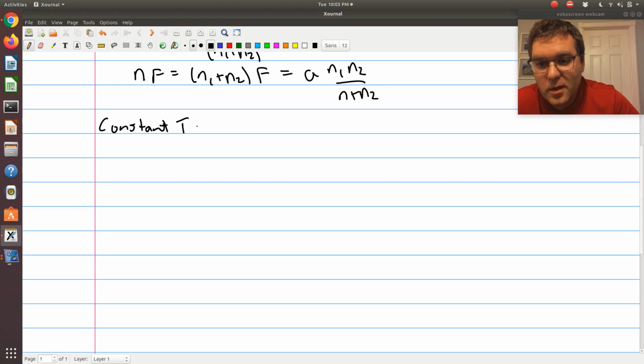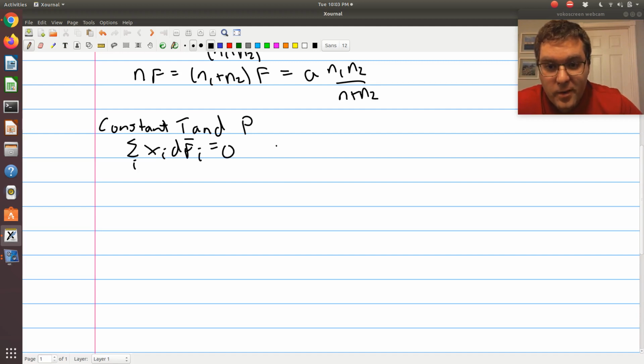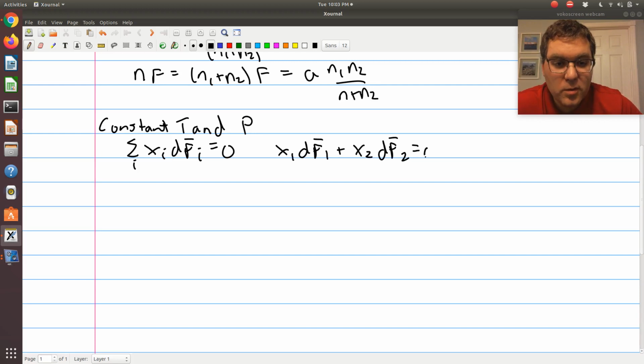So at constant temperature and pressure, our Gibbs-Duhem equation, or our zero-sum requirement, reduces to the sum over i of xi d f bar i equal to 0. For the case of a binary mixture, we have x1 d f bar 1 plus x2 d f bar 2 equal to 0. Our zero-sum requirement.